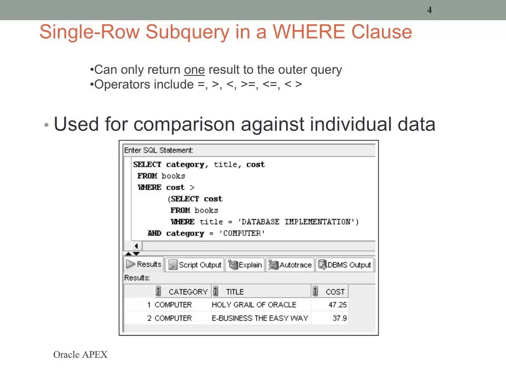As noted here in the slide, especially when using the where clause, some of the operators that you might want to use or include would be the equal, less than, equal to, and so on. Likewise, you'll find that the single row subquery can be used for comparison against individual data.